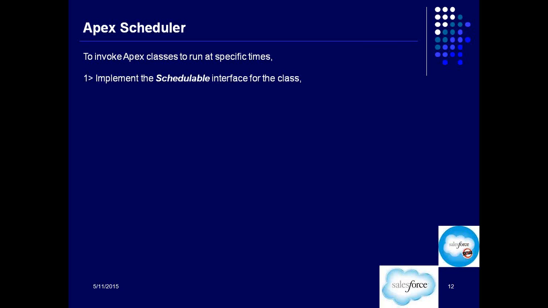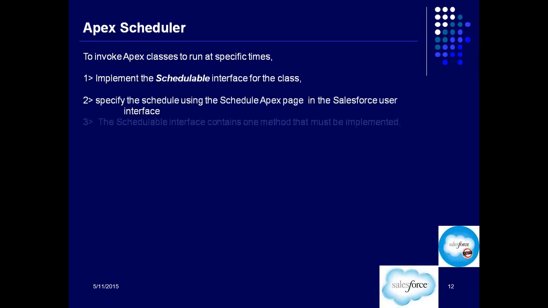All that you have to do is implement the Schedulable interface for the class, and specify the schedule using the Schedule Apex page in the Salesforce interface. So first thing that you have to do is use the Schedulable interface for the class. In the previous example we did implements Queueable. This time we will say implements Schedulable. And then we define the schedule through the Apex page when we want it to run.